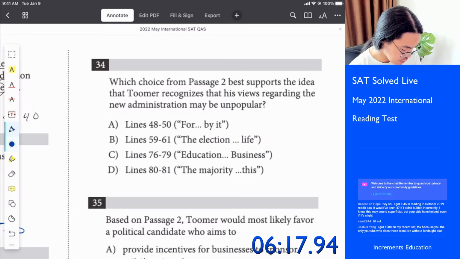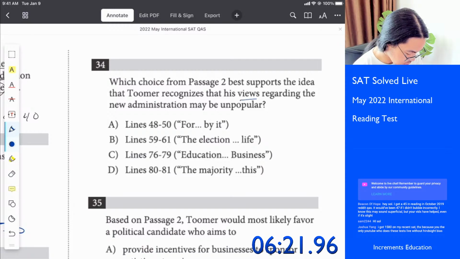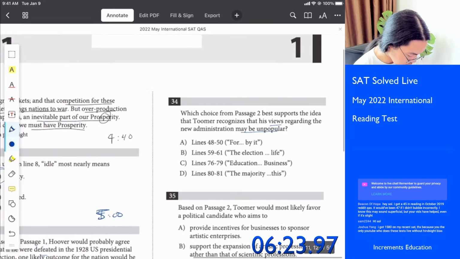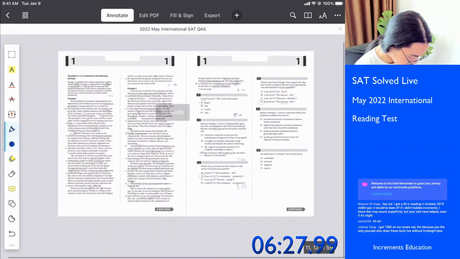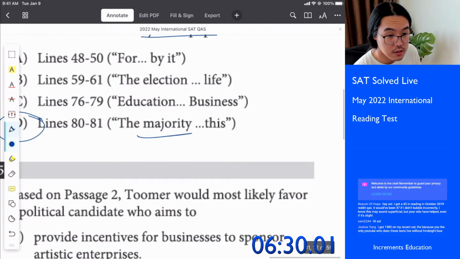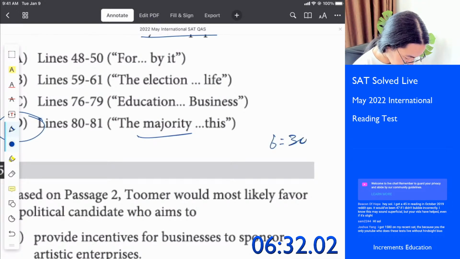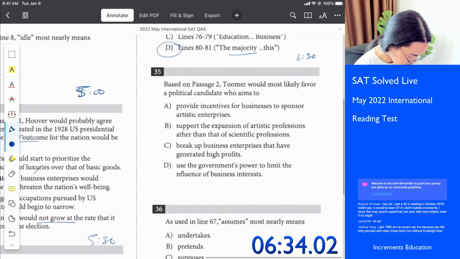Which choice from passage 2 best supports the idea that Toomer recognizes his views may be unpopular? That's the bottom, the majority. I don't even need to really double check, but I will double check. Yeah, that's 6:30. I think that took me 20 seconds, 30 seconds.